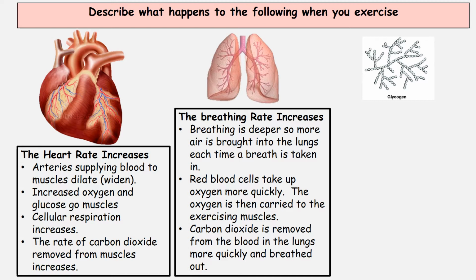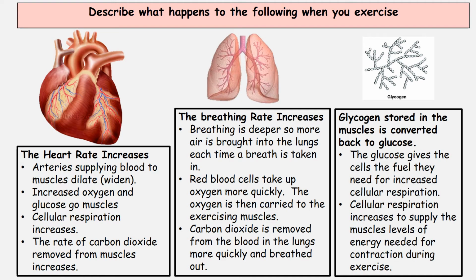Okay, the last one is glycogen. And you can see from the picture what glycogen looks like. Each one of those little molecules is a glucose molecule, and it's built up to make glycogen. And the glycogen stored in the muscles is converted into glucose, so the levels of glycogen will go down. The glucose gives the cells the fuel that they need for respiration.